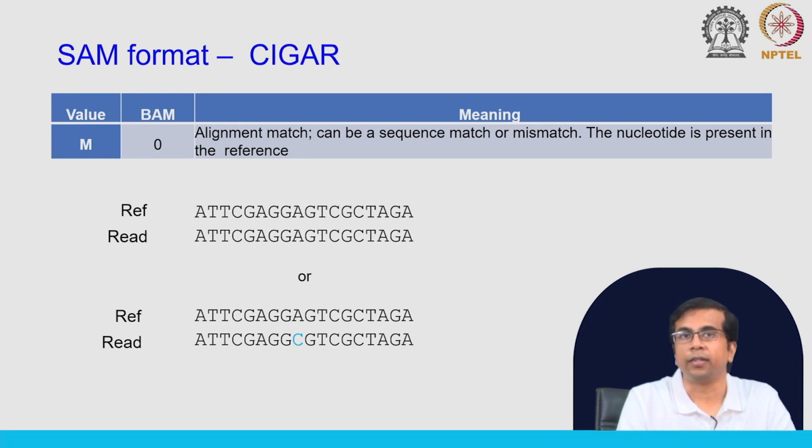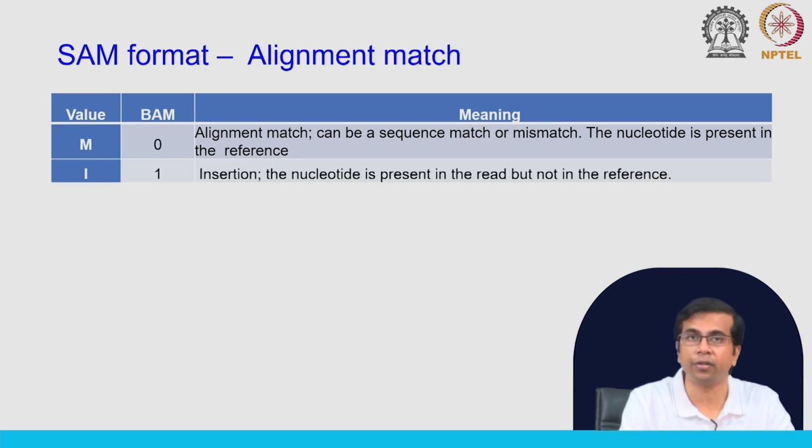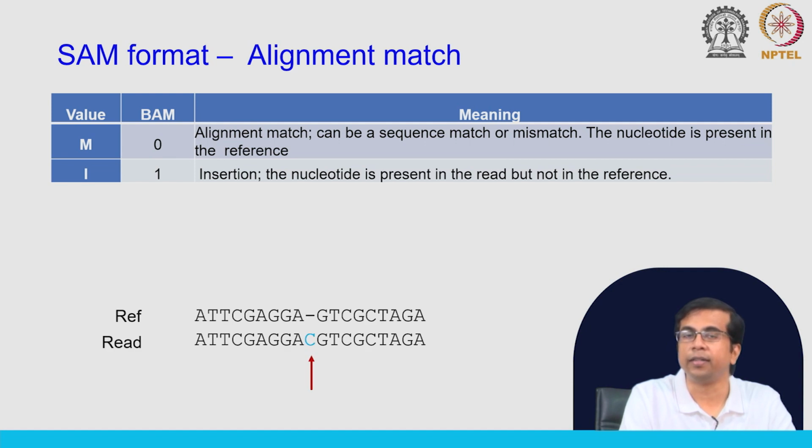You can see this will be described by match and mismatch. You cannot interpret whether there is a base mismatch or a base match. What it simply tells you is that there is a base corresponding to the read in the reference sequence, and there is no insertion or deletion. Then you have the sign I in SAM format. This is 1 in BAM, and this is an insertion, meaning the nucleotide is present in the read but not present in the reference sequence.